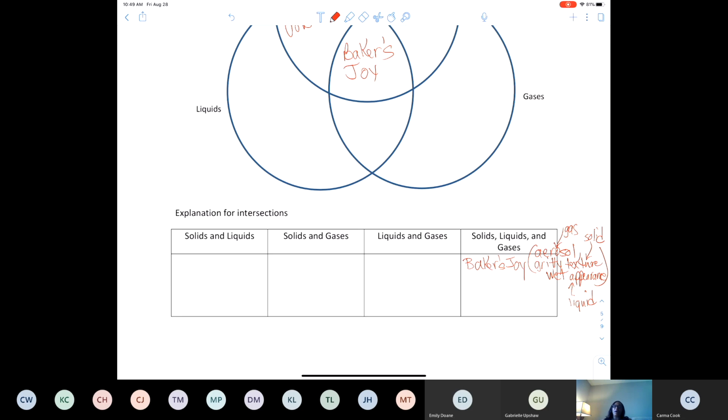And all these different components, some of them have solid properties, some of the components have liquid properties, and some of the components are volatile and compressible like a gas. Because if it wasn't compressible, you couldn't put it in the aerosol can and keep it under pressure. So therefore, the Baker's Joy is exhibiting all three states.